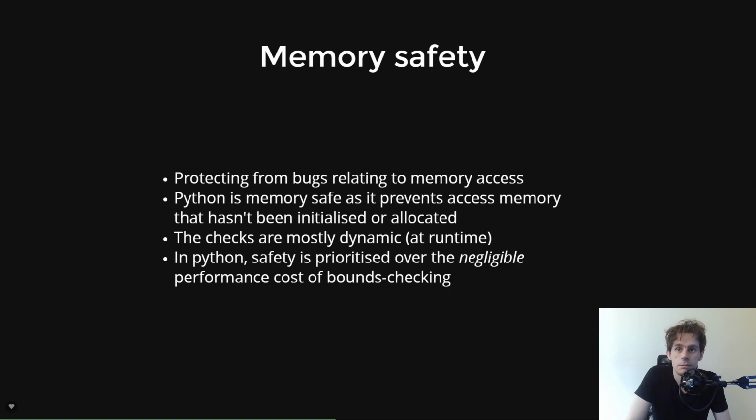Memory safety is protecting against bugs relating to memory access. So Python is memory safe because it prevents you accessing memory. Python uses pointers, kind of. Python uses a language like C underneath to make things happen. So Python uses pointers. It mallocs memory somewhere, but it hides it from you. And because it's so robust, Python is memory safe in that regard because you can't make a mistake there.